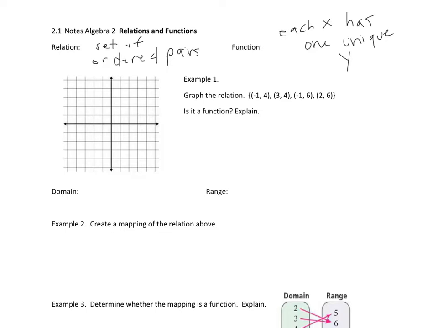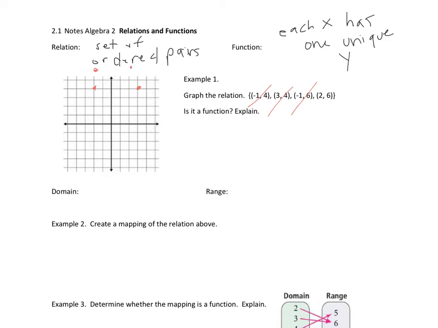So in this case, I'm going to graph this function. So (-1, 4), (3, 4), or graph the relation because we don't know it's a function yet. (3, 4), (-1, 6), (2, 6).